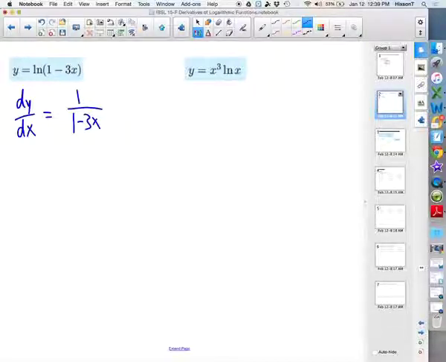But then here's the chain rule. We need to multiply it by the derivative of the inside, right? -3. Okay? So we have -3 over 1 minus 3x.